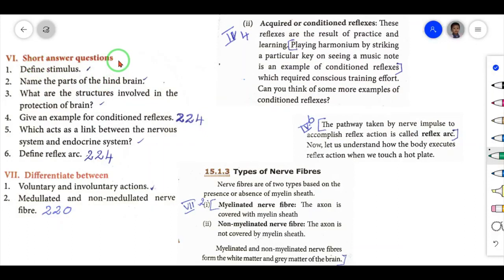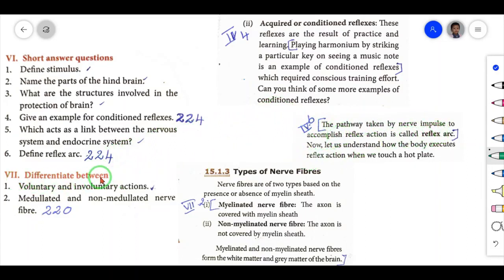Short answer questions. Some of the questions were already discussed in the previous session. Questions 1, 2, 3 and 5 are already completed. Now the fourth question. Give an example for conditioned reflexes. Answer is on page number 224, left side. Mark it. Now the sixth question. Define reflex arc. This is also on page number 224, right side. Mark these two lines.